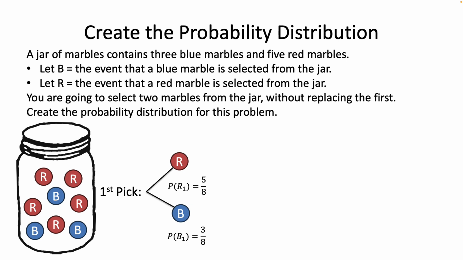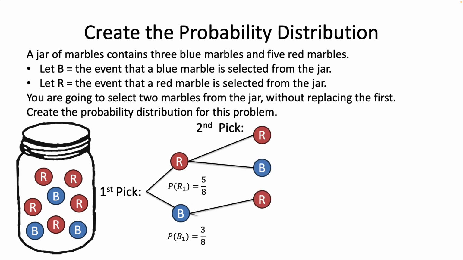So let me expand out our tree diagram. For our second pick, if my first pick was red, my second pick could still be red or could be blue. And if my first pick was blue, then my second pick could still be red or could still be blue.